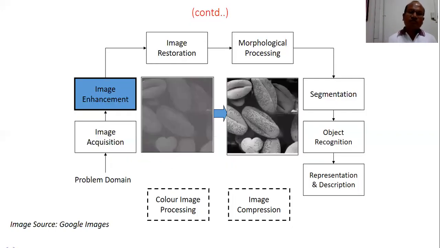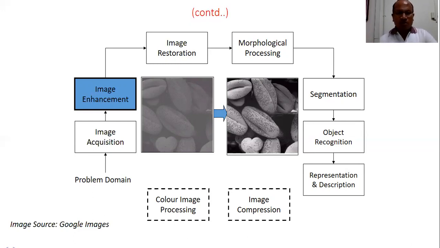Let's go to the next. Here is one diagram representing image enhancement. You can look at the two pictures. On the left side there is one picture, and on the right side there is one more picture. If you look at both, you will find the clarity of the right side picture is better, whereas in the left side picture the clarity is not very good.